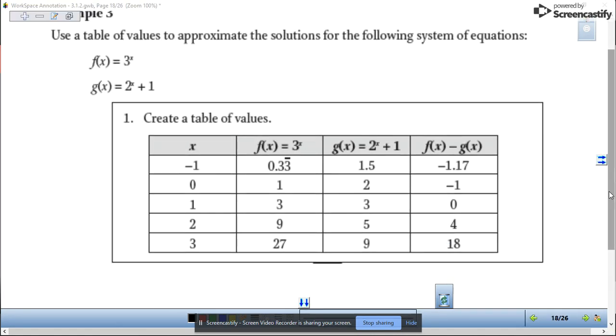So example 3 says, use the table of values to approximate the solutions for the following system. All right? So, given the two things that we've got here, we've got 3 to the x power, 2x plus 1, 2 to the x plus 1. You can't see that that's 3 to the x power and 2 to the x power plus 1. So this one's increasing much faster. This one's increasing slower, but it starts at a higher point. So they're only going to cross one time. Basically, to get an idea of what this would look like, you're going to have something like this.